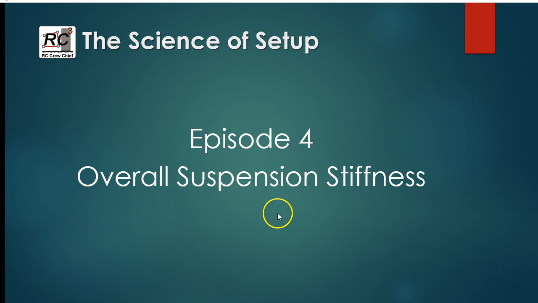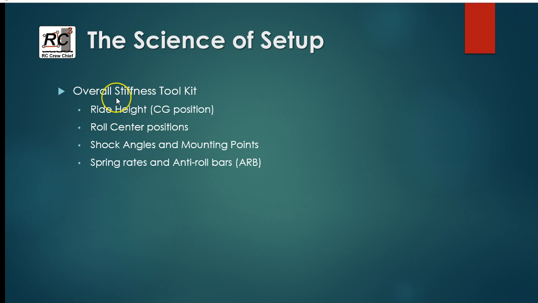Today we're going to talk about the overall chassis stiffness, overall suspension stiffness, which essentially affects how responsive the car is. Previously we talked about weight transfer and weight transfer balance, and we're going to use the same toolkit. But now we're going to focus on adjusting the overall stiffness of the car, which is going to affect how much the chassis rolls in the corners.